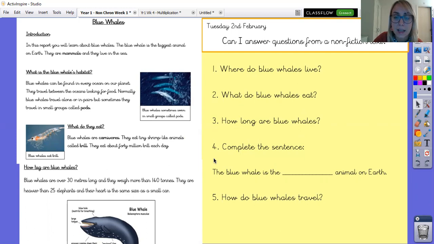Number 4 is, complete the sentence. The blue whale is the something animal on Earth. And question 5 is, how do blue whales travel? Now, all of these questions, the answers to them will be found in the non-chronological text.